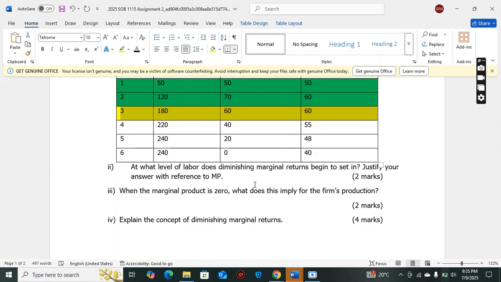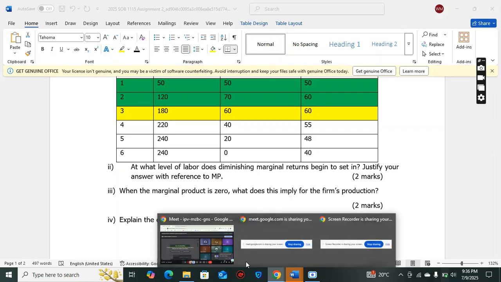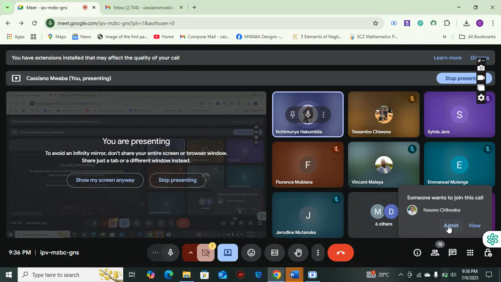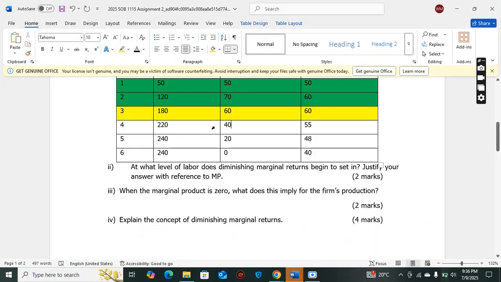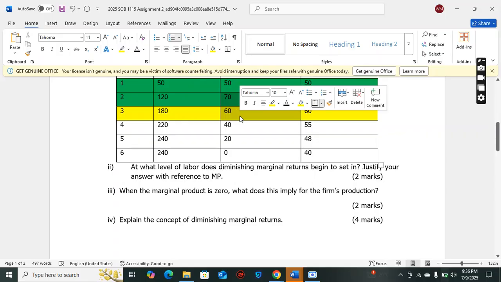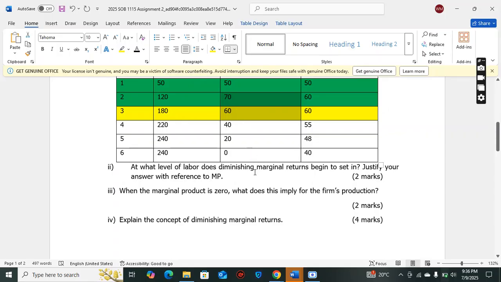You can write that, but then after you write that, you say, so the diminishing marginal returns begins on the third worker as the marginal product starts to reduce there. At three workers. And then to justify your answer, you say the marginal product has dropped from 70 to 60.